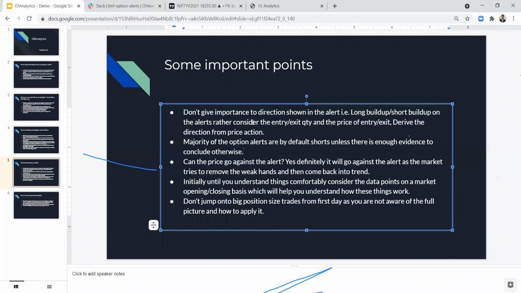Now, having said that, you don't need to give importance to the direction in the alert or website. The majority of the option alerts are by default shorts, unless there is enough evidence to conclude otherwise, right? Usually even after the alert comes, the price moves against the alert for some period and sometimes you get the success or failure only by the end of the day. By default, as option sellers have an advantage, the majority of them are shorts, but not 100% of them, because we are seeing so many alerts coming on the long side as well.